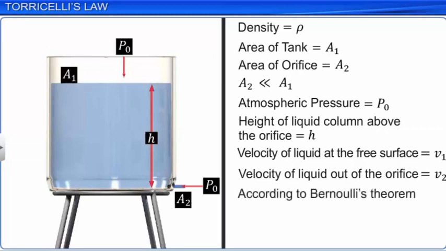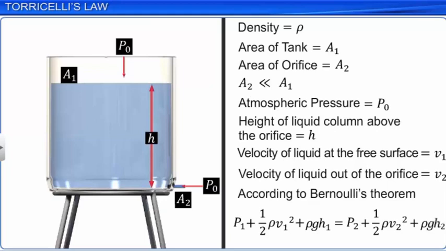According to Bernoulli's theorem, P1 plus half ρV1 square plus ρgH1 is equal to P2 plus half ρV2 square plus ρgH2, where P1, V1 and H1 are the pressure, velocity and height of the liquid at position 1, and P2, V2 and H2 are the pressure, velocity and height of the liquid at position 2 respectively.